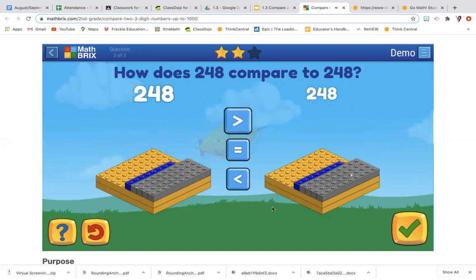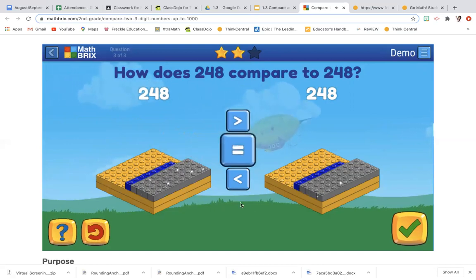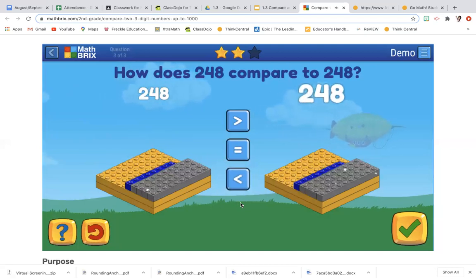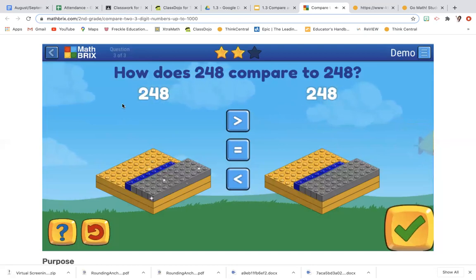Is 248 greater than, equal to, or less than 248? What do you notice about these two numbers? When you have the answer, tap the check mark.